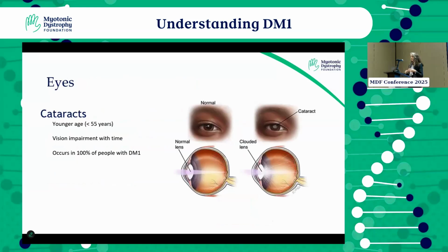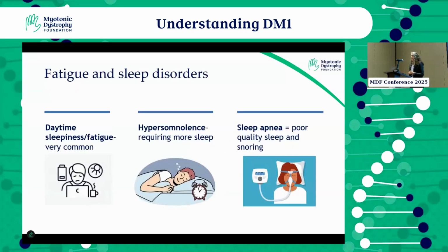Everyone with DM1 will eventually develop cataracts. The cataracts form when calcium deposits in the lens of the eye and can cause a clouding of the lens. At the beginning of cataracts, there's not really any symptoms, but if cataracts are left there over time and not removed, they can result in vision impairment. This is another reason why it's important to get eyes checked, because there may not be symptoms that go along with the cataracts.